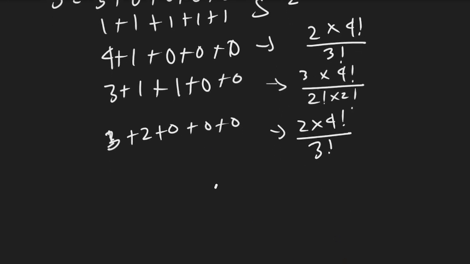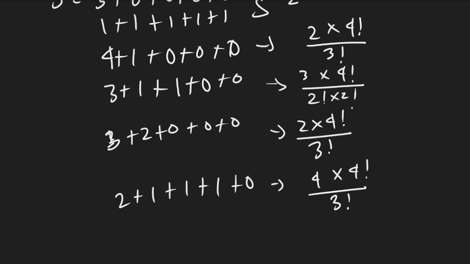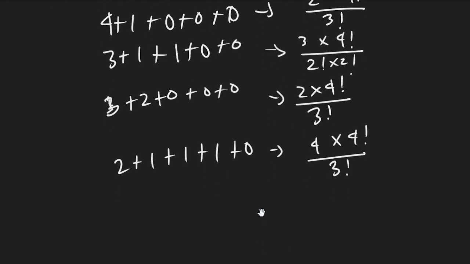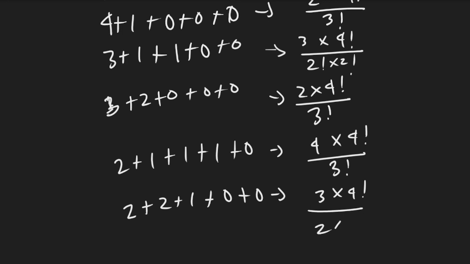And then what now? So let's see. 2 plus 1 plus 1 plus 1 plus 0. This one we have 4 choices, times 4 factorial over 3 factorial because we have repetitions. What more? We can have 2 plus 2 plus 1 plus 0 plus 0. For this one, we have 3 choices times 4 factorial over 2 factorial times 2 factorial.